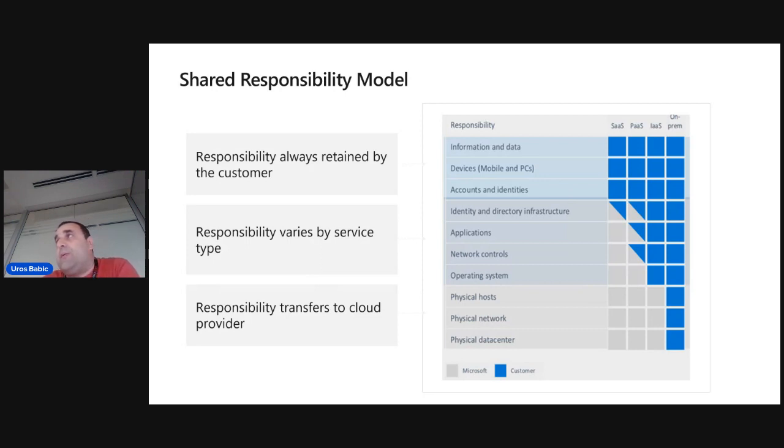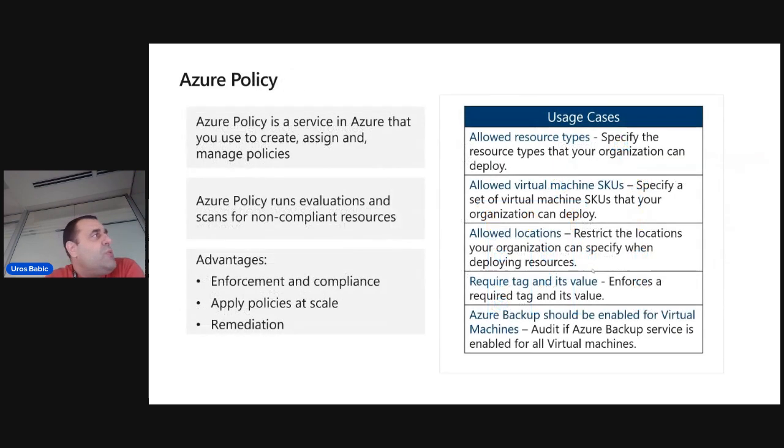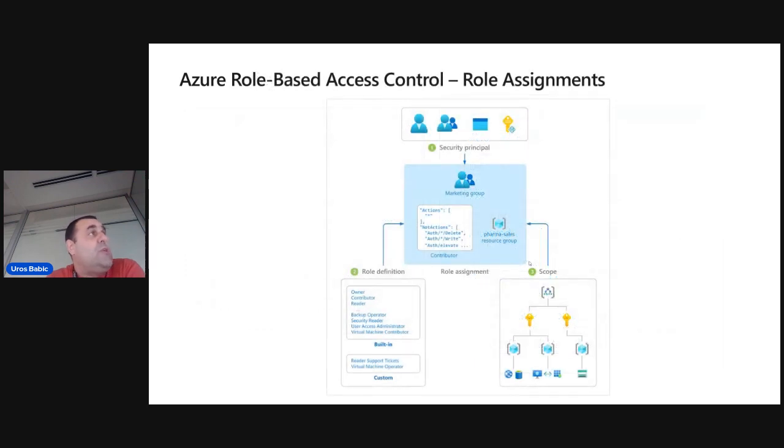PowerShell, CLI, or SDK, the software development kit, to connect with my Azure Resource Manager: management group, subscription, resource group. I can have different management groups for production, development, quality assurance. I can define the subscription for all of these resource groups, and I can define Azure Policy as a service to allow resource groups, virtual machine, SQL, allow location, require the tag and value. Azure Backup should be enabled for my virtual machine, for example, and I can define based on my security principal, role definition, assignment, and scope.